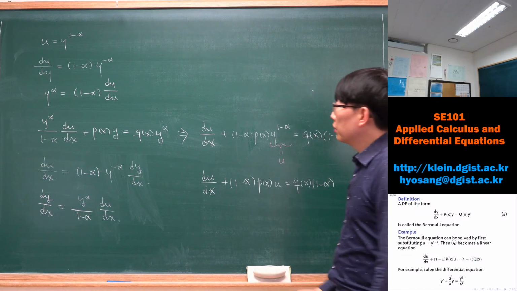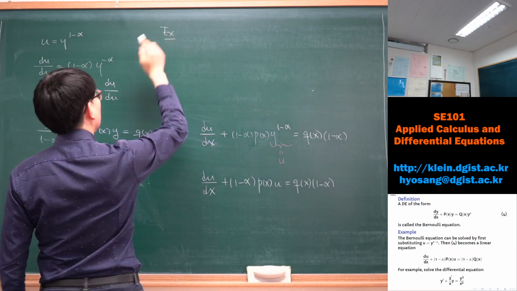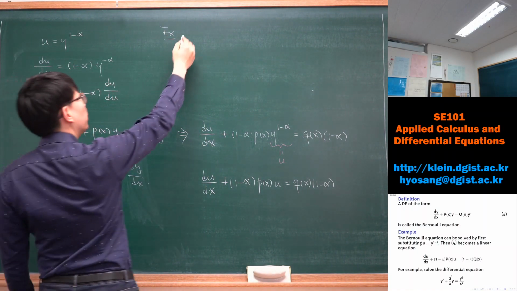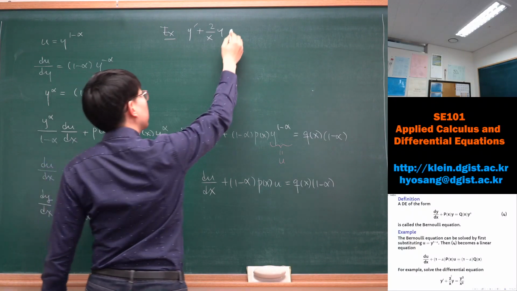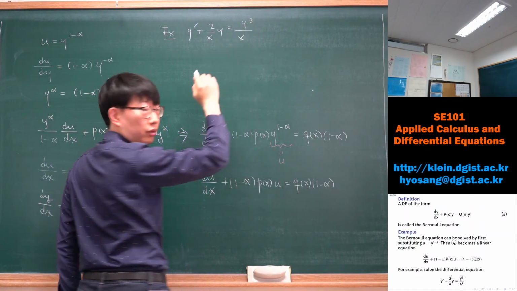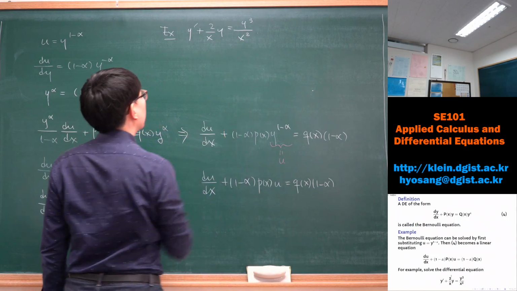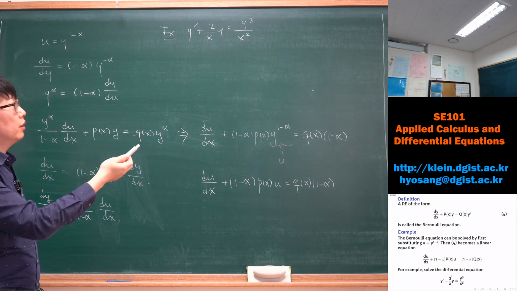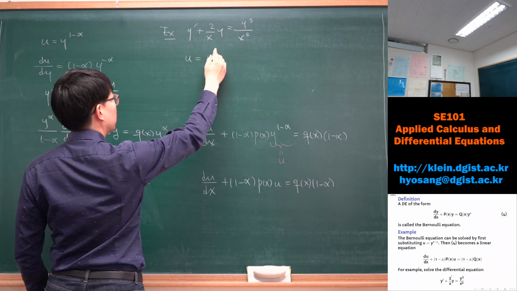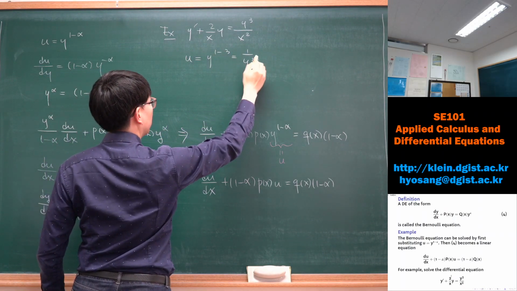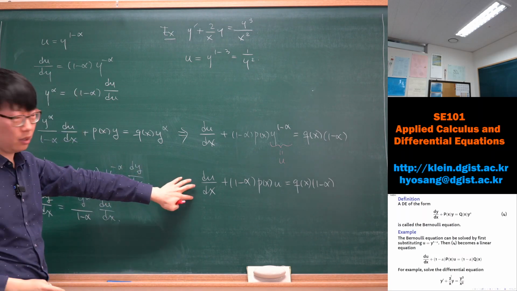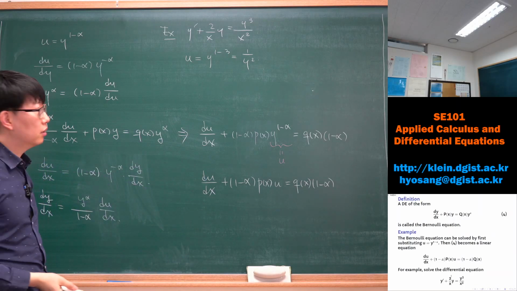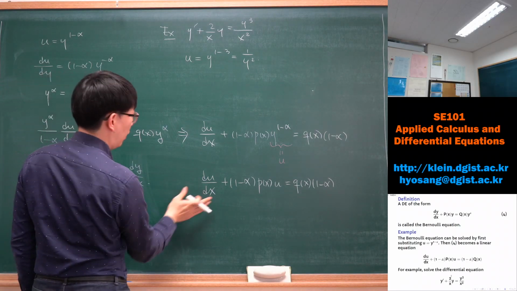Then let's look at the example. Our example is when alpha is 3, given by y prime plus 2 over x times y equals y cubed over x squared. So alpha is 3. I'm going to take u as y to the 1 minus 3, which is 1 over y squared. You can just follow the same procedure to get the first order differential equation, but let's plug into the formula that we already have.